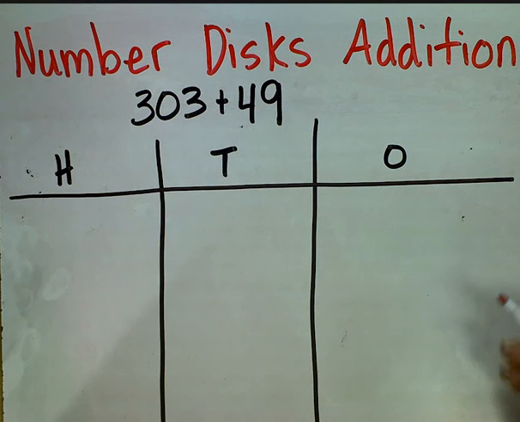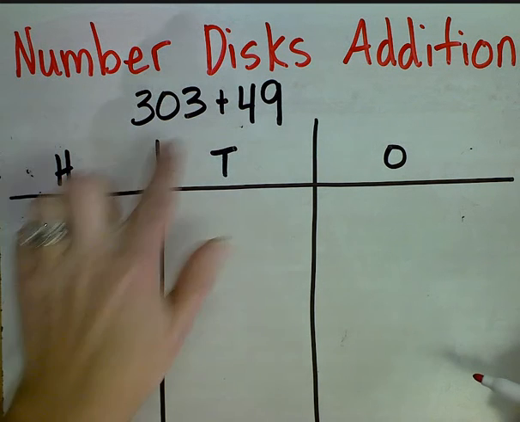Today we're going to look at number discs for addition. Now this is a method that many students will use to get the concept of bundling or grouping sets of ones and sets of tens to make new groups of tens and hundreds. Today I'm going to be using two different colors, one for the first number and one for the second number.